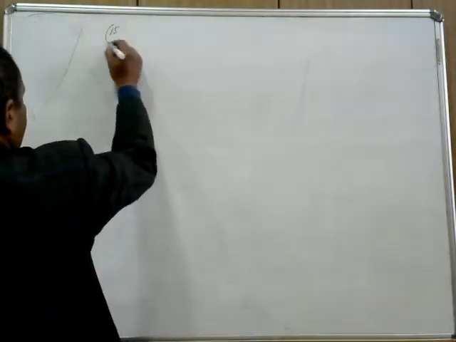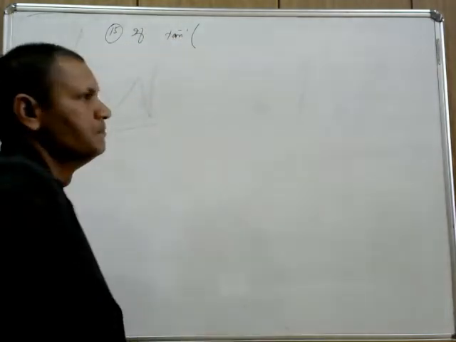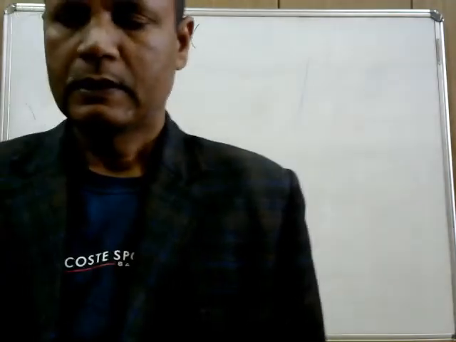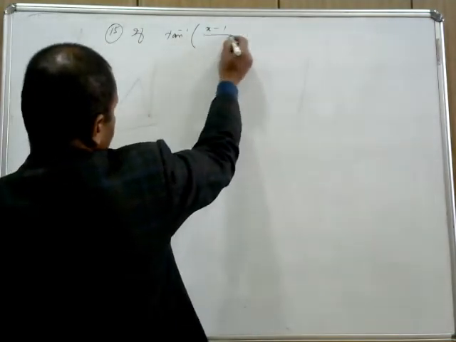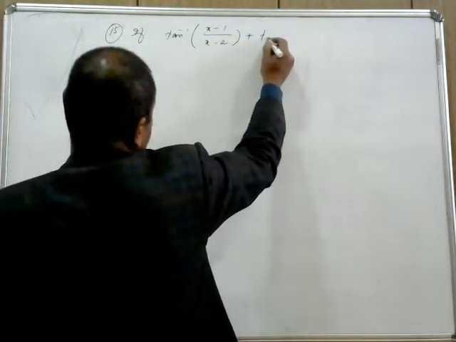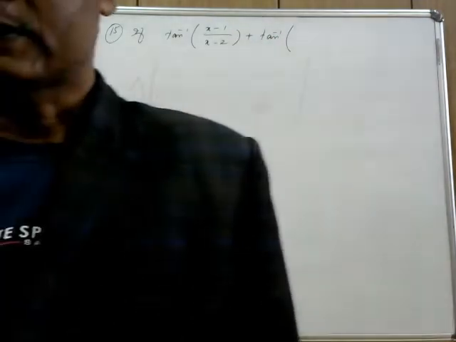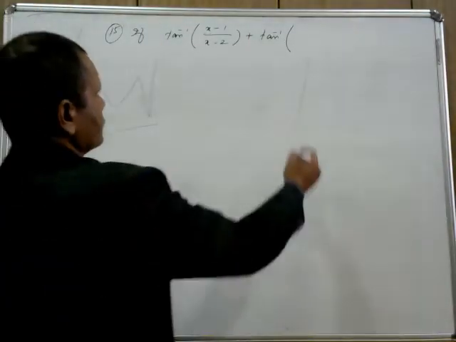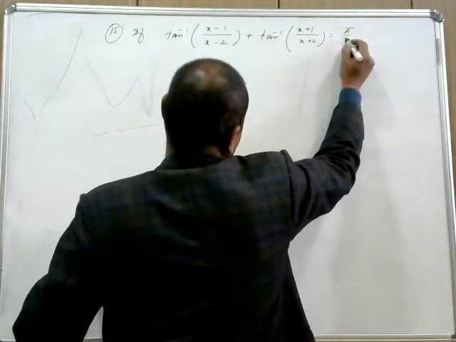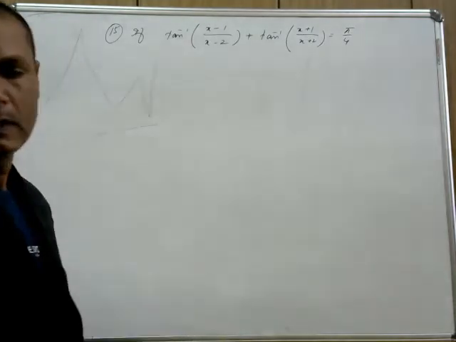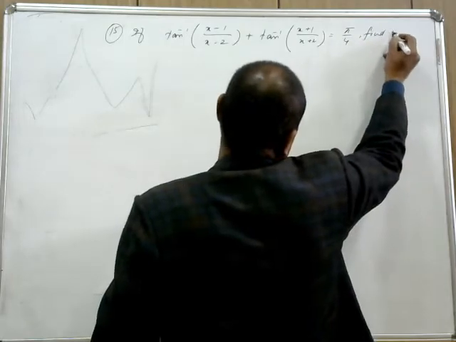Question number 15 we have: if tan inverse x minus 1 upon x minus 2 plus tan inverse x plus 1 upon x plus 2 is equal to pi by 4, then find the value of x.